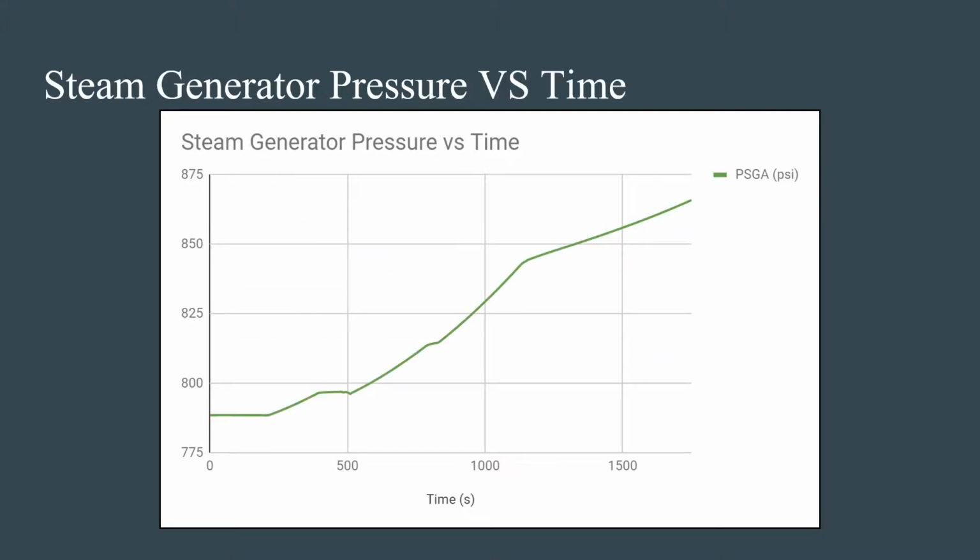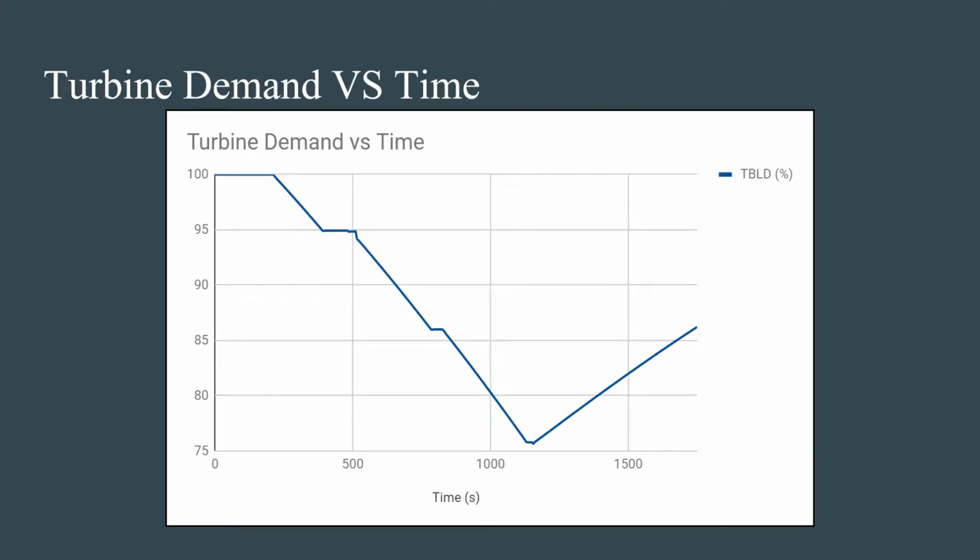This graph shows the steam generator pressure versus time. The pressure in the steam generator always increases due to steam buildup inside the reactor. Tatum will discuss the steam generator in more detail later. This graph shows the turbine demand versus time, which is directly proportional to the rod position. If there is less power produced by the reactor, there is less need for the turbine. When there is more power produced by the reactor, there is more need for the turbine.